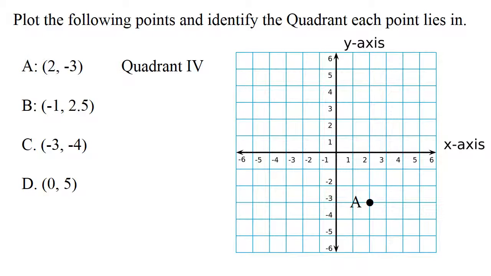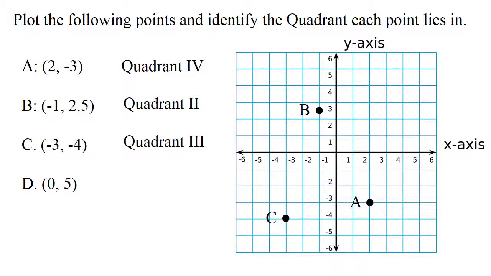(-1, 2.5). Notice these coordinates don't have to be whole numbers or integers. They can be fractional values. So (-1, 2.5) is 1 left from the origin, and then positive 2.5 up. And that puts us there. That's point B, and that would be quadrant 2. (-3, -4) is 3 lines to the left from the origin and 4 lines down. That would put us in quadrant 3.